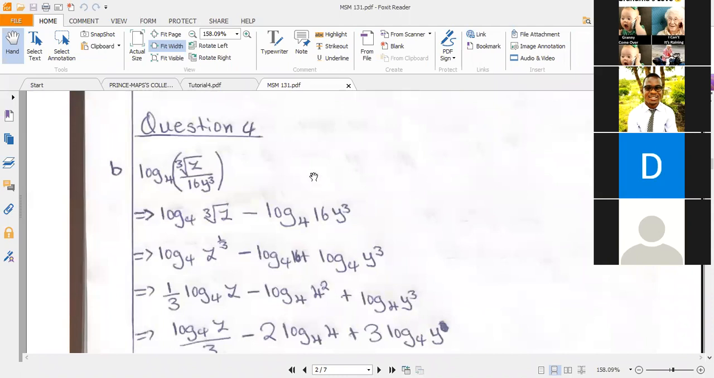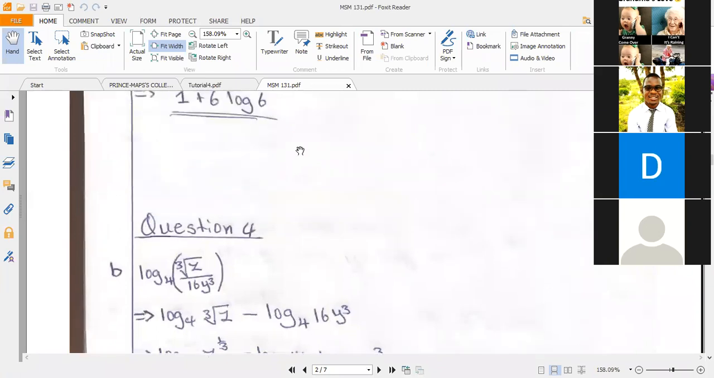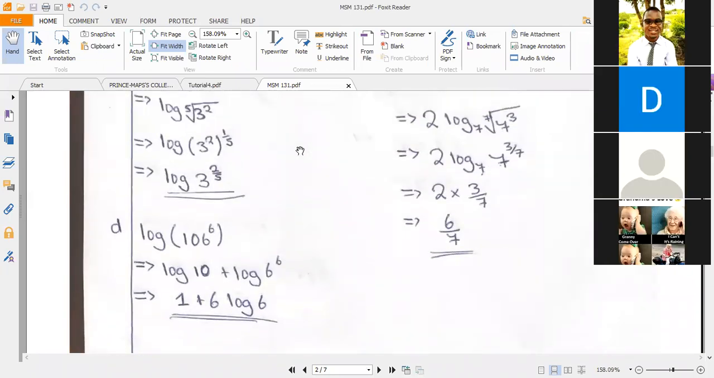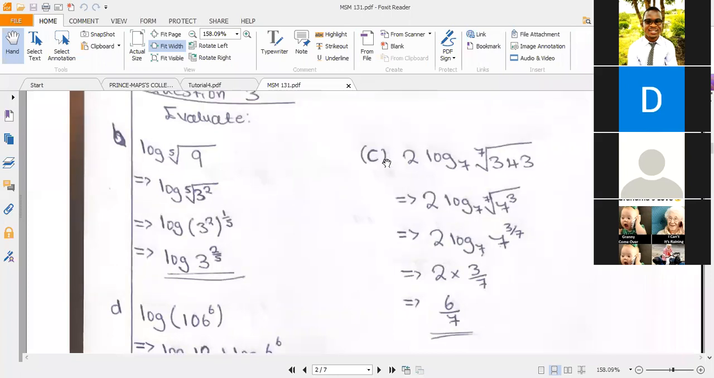Yes, sir. So repeat on B. Kindly repeat for the last time. The C part says 2 log 7, the 7th root of 344. I mean 343. So if you check that, 343 can also be written as 7 to the power 3. Try that at your free time. So the 7th root of 7 to the power 3. This is the same as this.